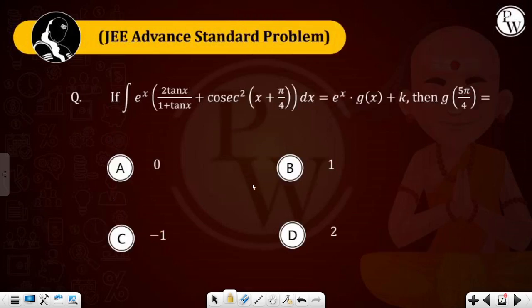Okay. So this is a JEE Advanced standard problem. Like these all were just basics. So this is a problem of this variety that can come in JEE Advanced. So the question is, if the integration of e to the power x times (2 tan x upon 1 plus tan x plus cosec square (x plus pi by 4)) dx is equal to e to the power x into g of x plus k, then find g of 5 pi by 4.